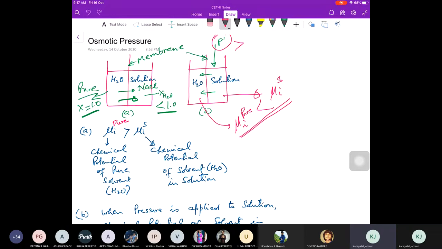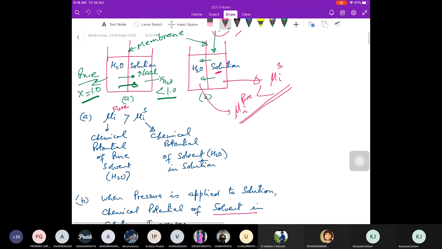Now if you start applying pressure here on the solution side, and we are seeing what is the effect of pressure on chemical potential, we'll see that also later. So what happens when we apply pressure here? The chemical potential of this side keeps on increasing, and at a certain pressure, the chemical potential of both the sides, your solvent and solution, become equal, and that is when the diffusion or transport from solvent to solution stops. And if it increases further, then the chemical potential of solution becomes more than that of water, and the transport happens in the reverse direction, and that is reverse osmosis, right?